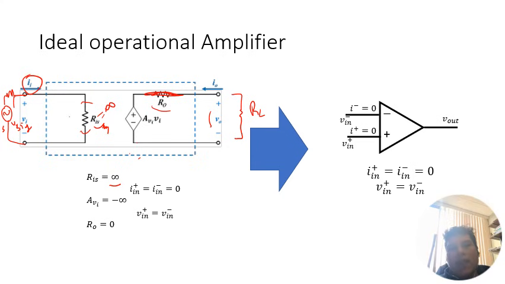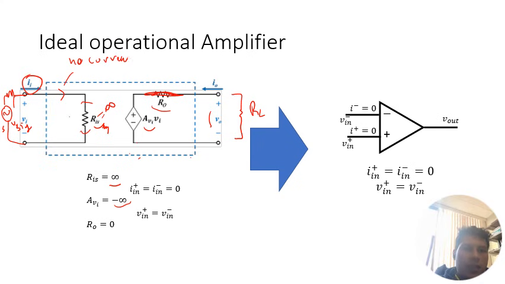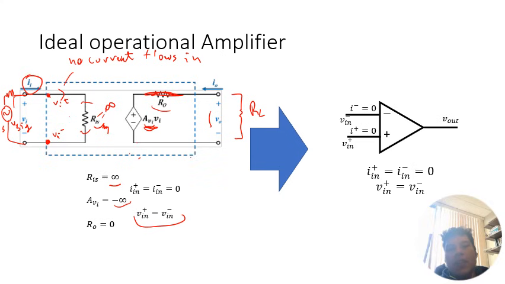Additionally, we're going to have an infinite gain, or a gain of negative infinity. What that means is that, first of all, no current flows in. And additionally, since we have an infinite gain, when we use these amplifiers in our circuits, we have to ensure that Vn minus and Vn plus are equal to each other, because if there's any difference between Vn minus and Vn plus, that would make this product infinite.